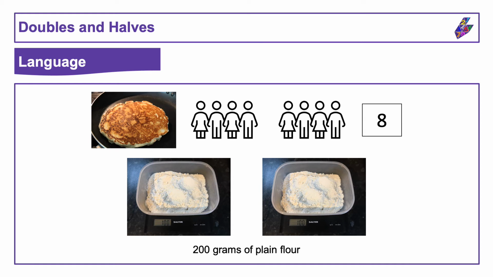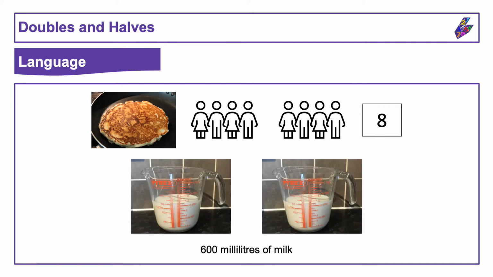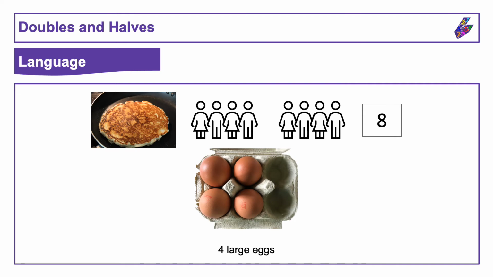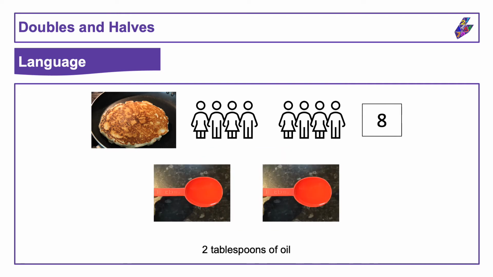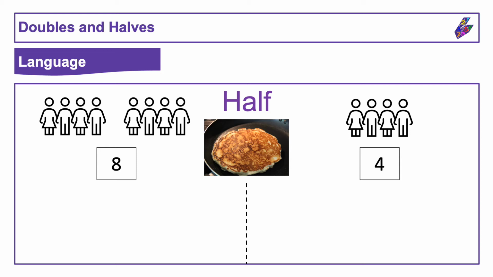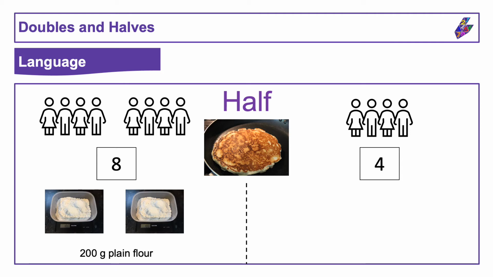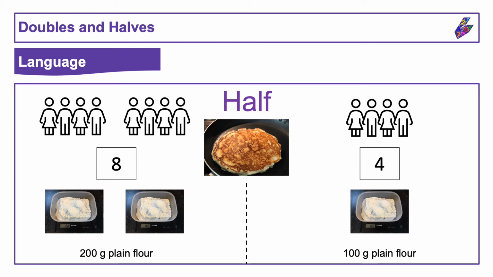So if a recipe for 8 people needed 200 grams of plain flour, 600 millilitres of milk, 4 large eggs, and 2 tablespoons of oil, if you want to make pancakes for 4 people, which is 1/2 of the number of people, you'll need 1/2 of the amount of ingredients. So instead of 200 grams of plain flour, you'll need 1/2 of the amount. 1/2 of 200 is 100, so 1/2 of 200 grams of plain flour is 100 grams of plain flour.